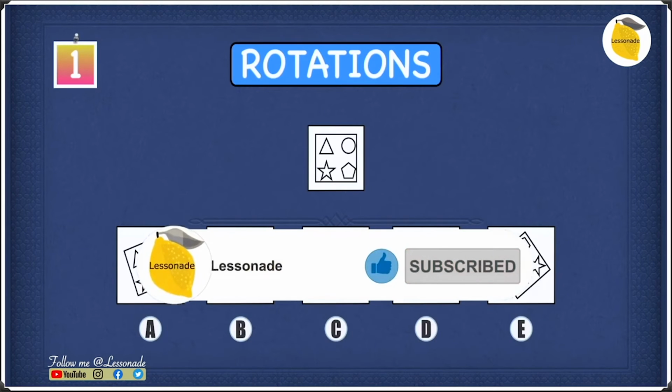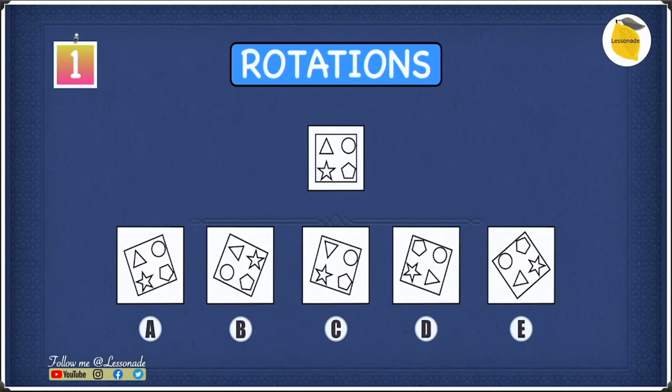Now let's have a look at this example. In this example, we have a question figure, and this question figure can be rotated at any angle and in any direction. It can be either rotated clockwise or anti-clockwise. So our job is to find which one of these options is a rotated form of the question figure.